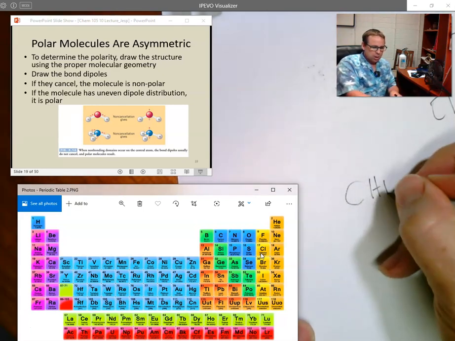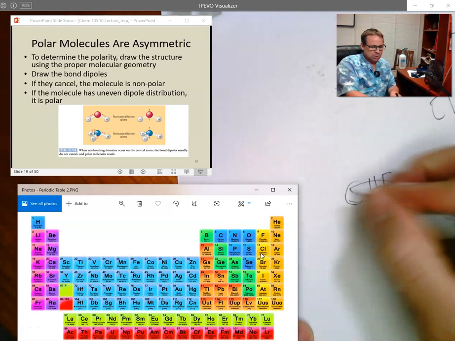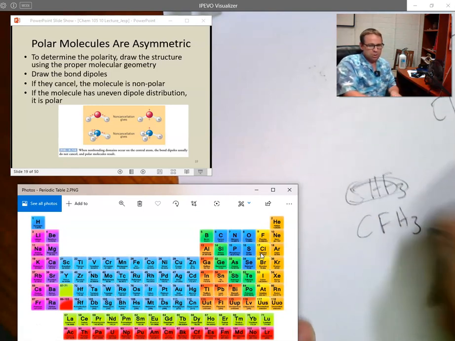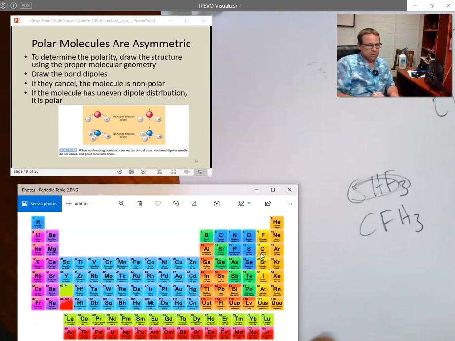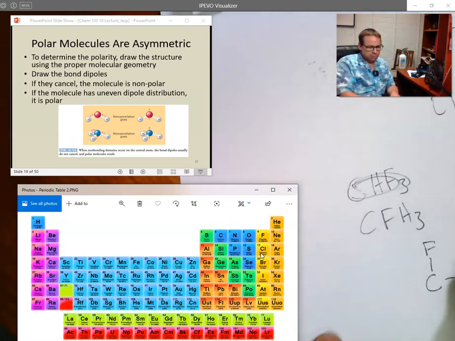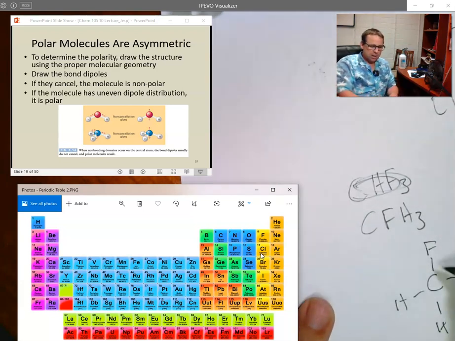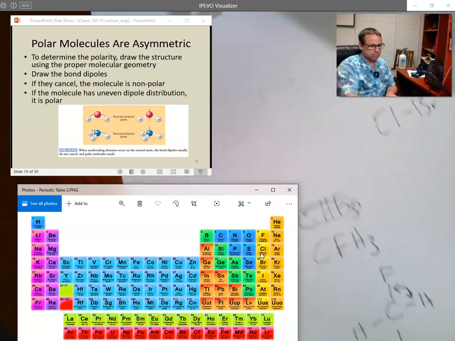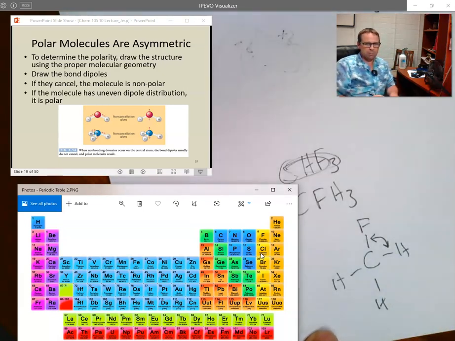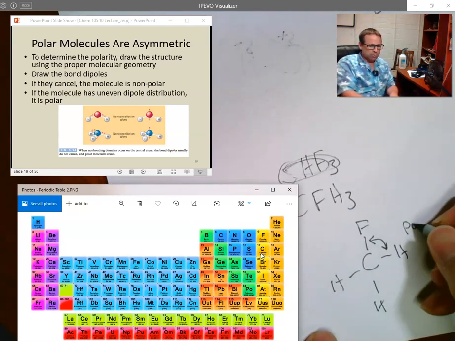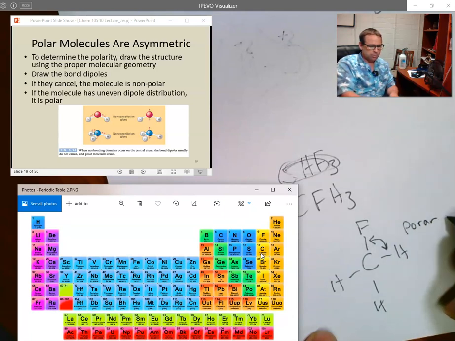If I had this compound here, CHF3, or actually let's try it a little better, CFH3, all right, I could draw this, F, H, H, H. All right, Catherine, what's the angle between the carbon fluorine and the carbon hydrogen there? Between those two? 109.5. Very good, 109.5. The shape is tetrahedral. Is this compound polar or nonpolar? Non-polar? No, it's actually polar.